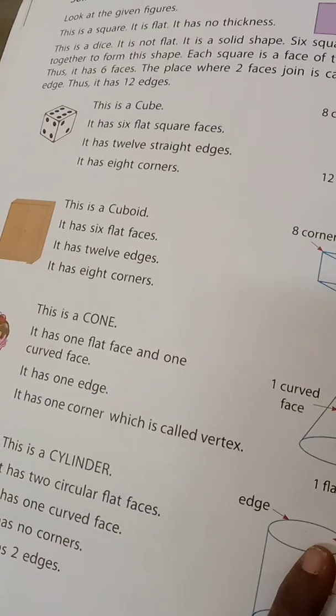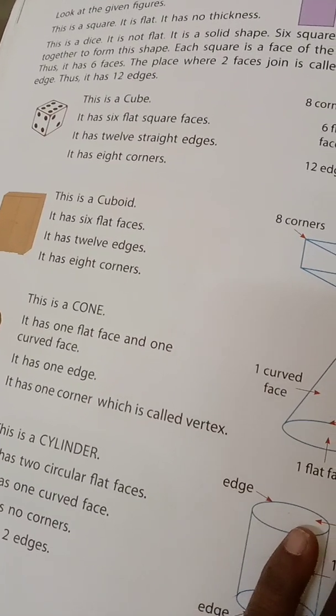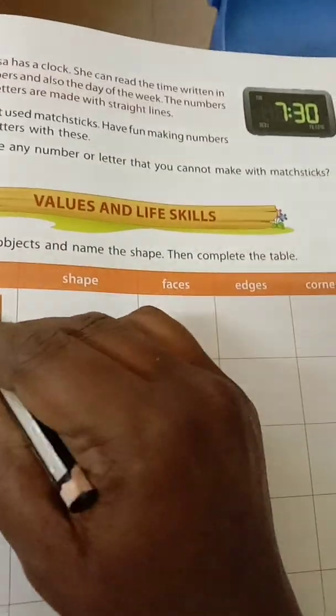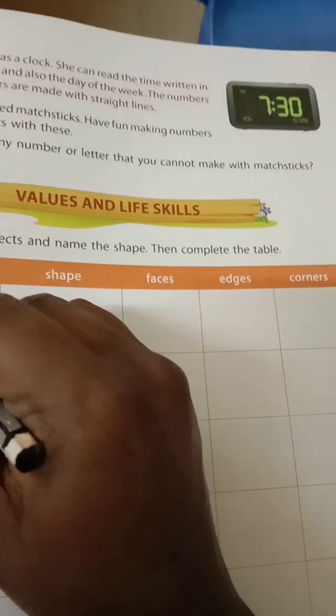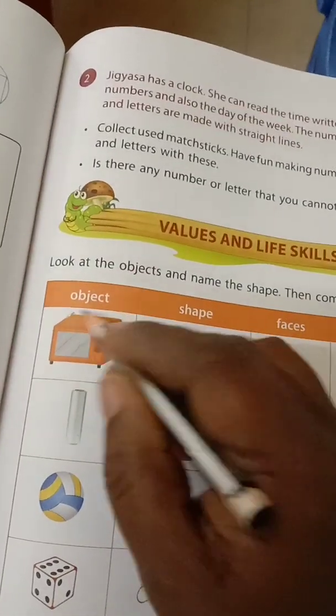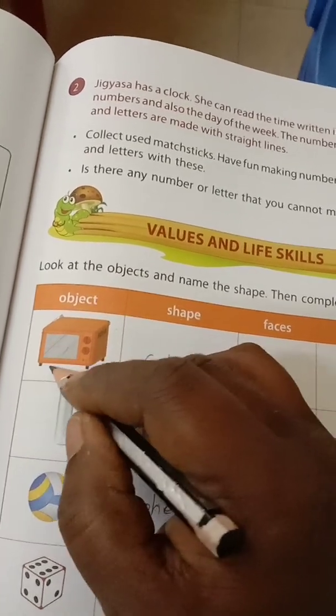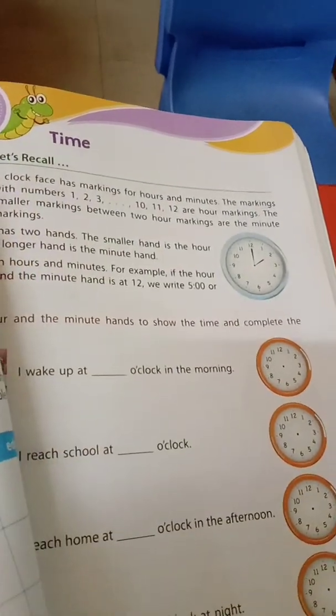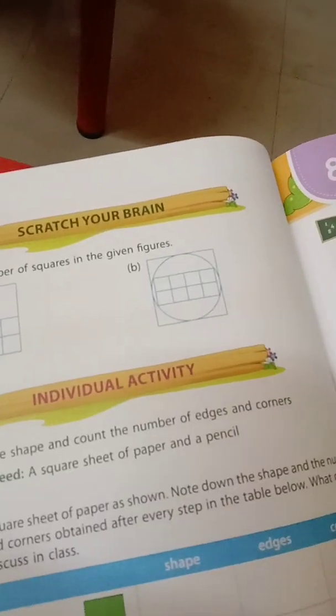On page number 134 we have 6 flat squares, 12 straight edges, 8 corners, all those things. So you can write the same thing here, or you can count and write. How many faces are there? How many edges are there? How many corners are there? You need to count and write, or otherwise refer to the back side and write. Then what more do we have?